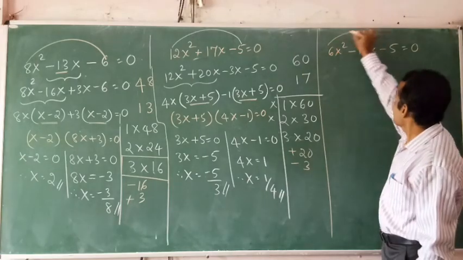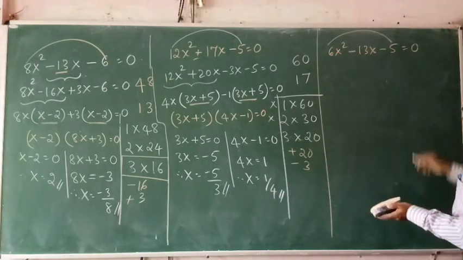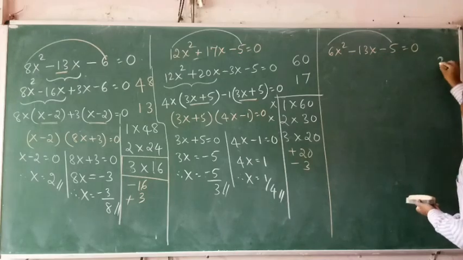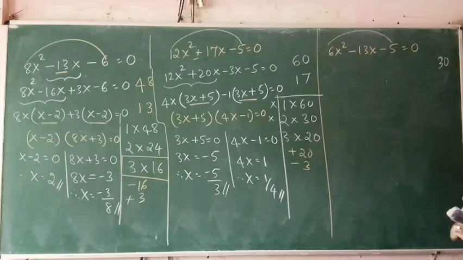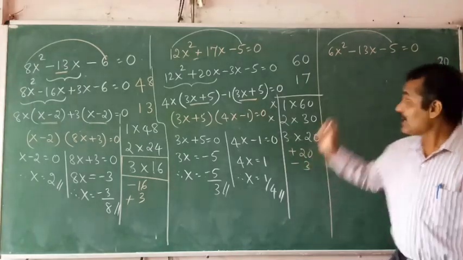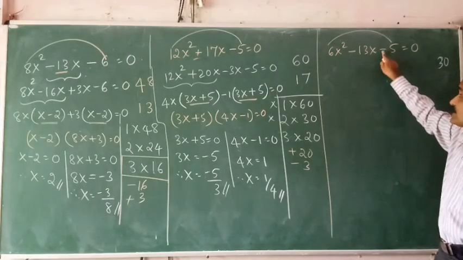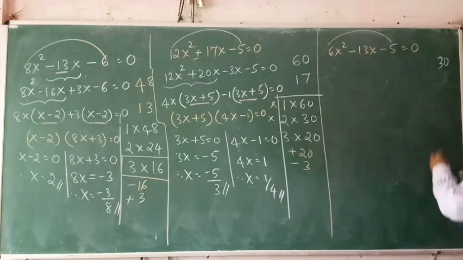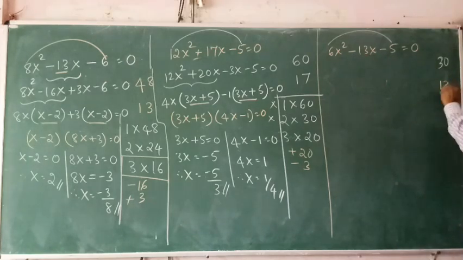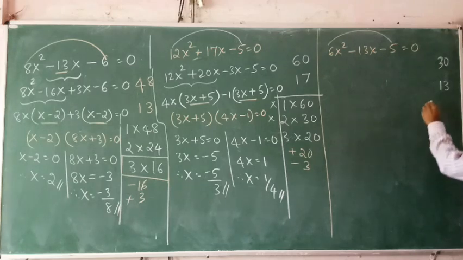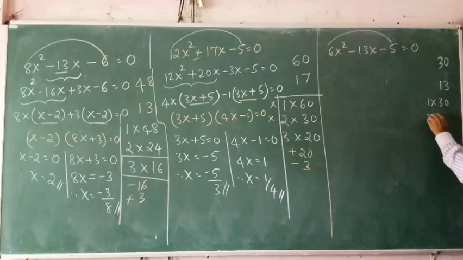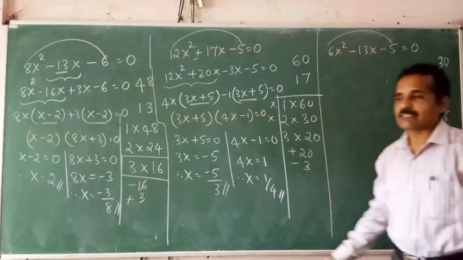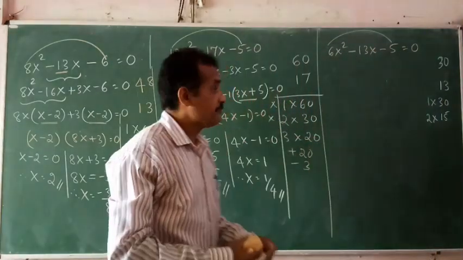Come on. On multiplying, you should get 30. And my dear children, now you are familiar. The last sign is negative. Don't see this sign. See this sign. After subtracting, you should get 13. Okay, what are the chances? 1 and 30, subtract, you are not getting 13. 2 15s, subtract, you get 13. That means the middle terms are 2 and 15.